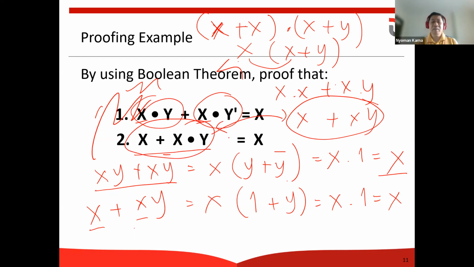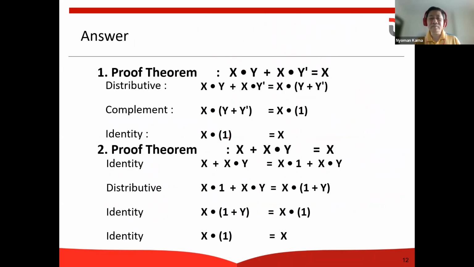So sometimes when we choose the wrong theorem or the wrong way, we can just go in circle. So you have to do more exercises to understand that when you find this equation, x plus xy, you have to understand how to simplify it, meaning that you understand which theorem you should choose to simplify the function. Okay. This is the answer from the previous proving theorem.